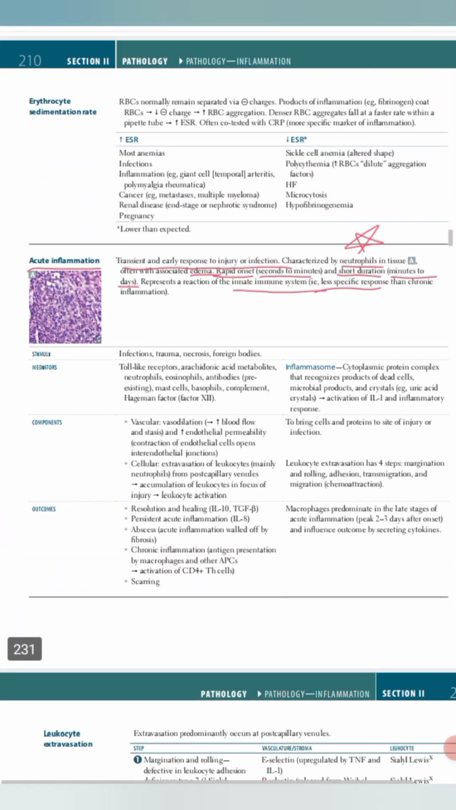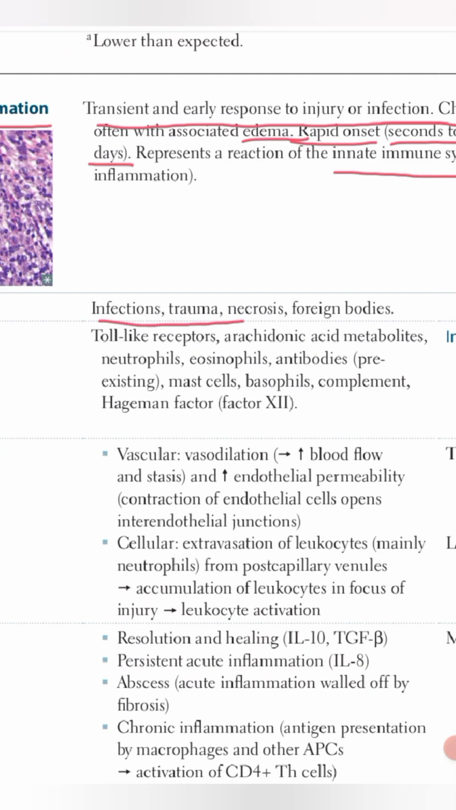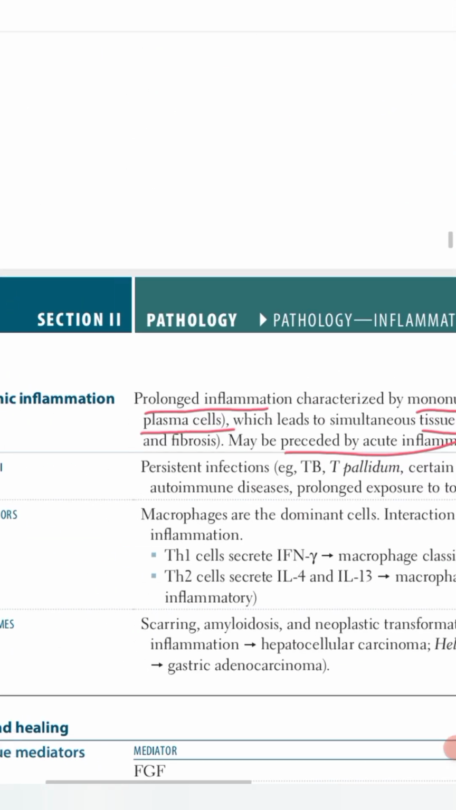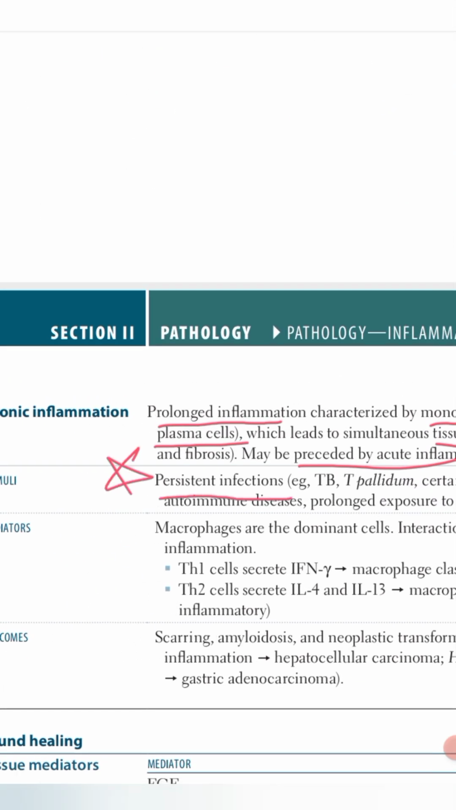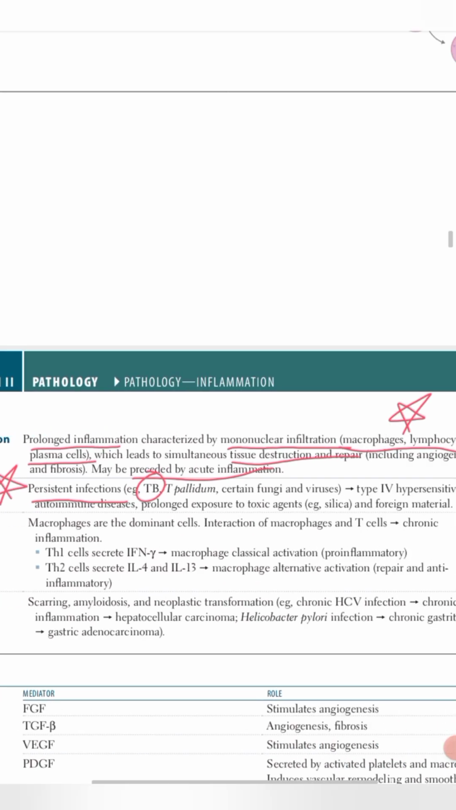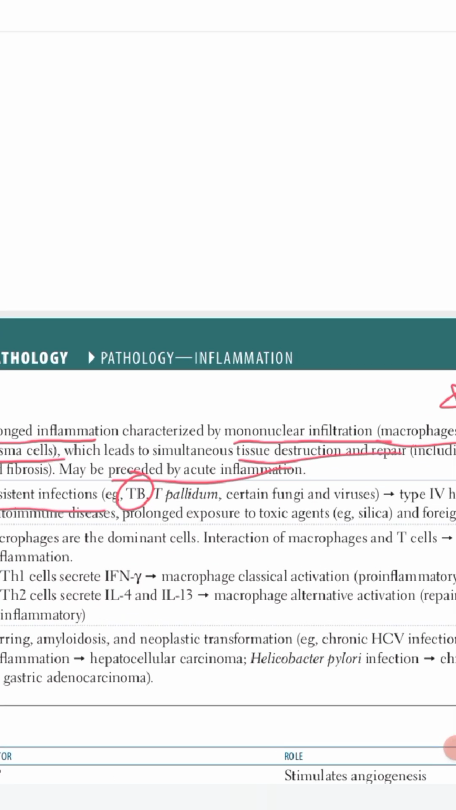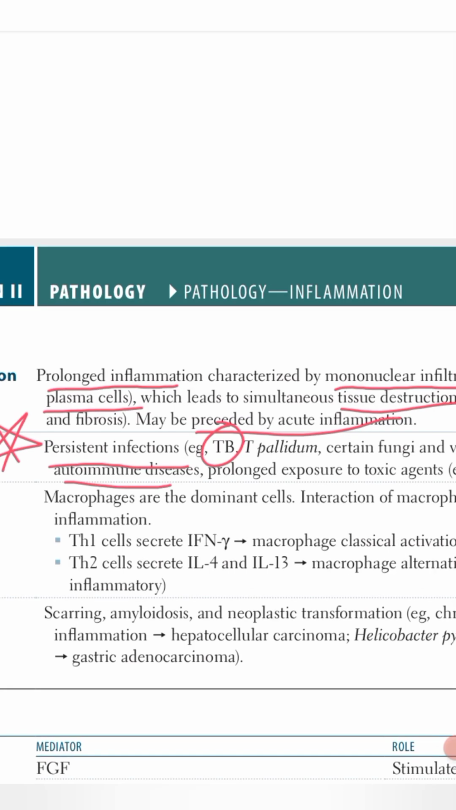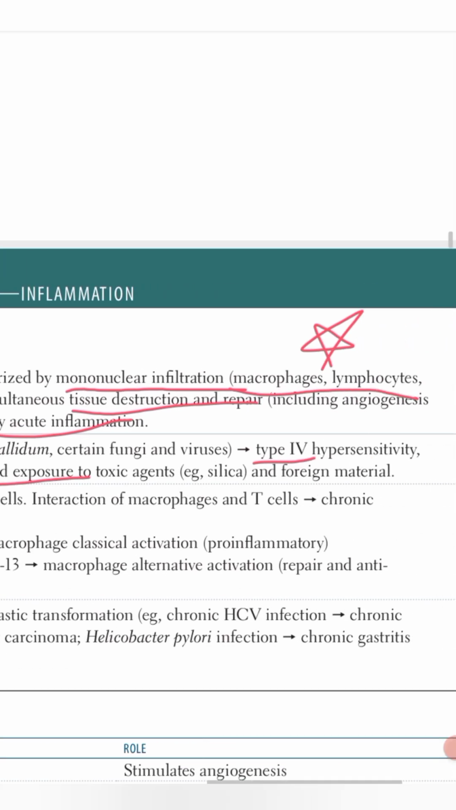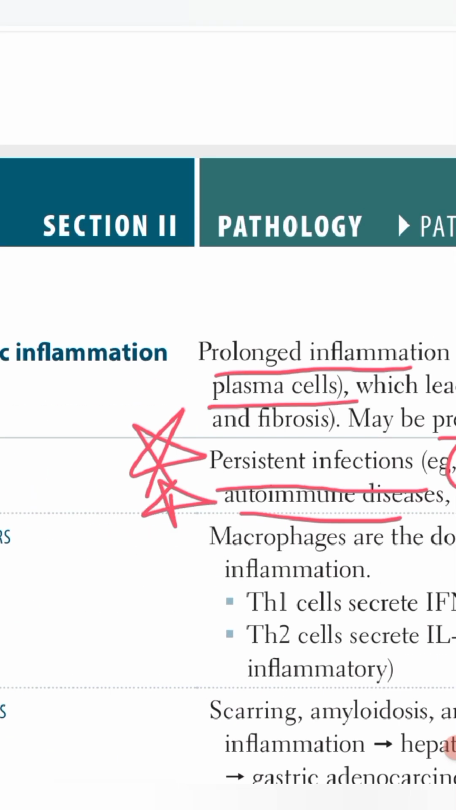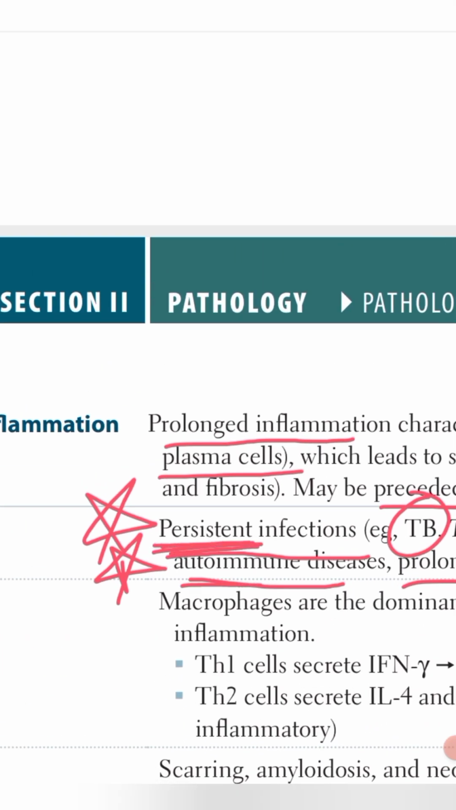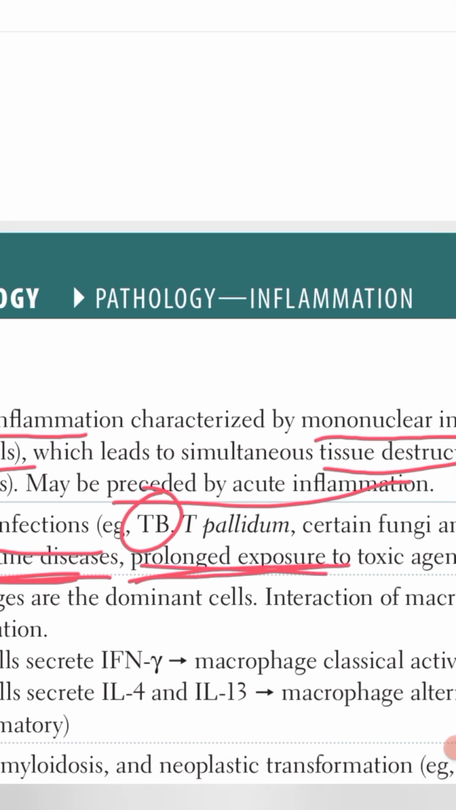If we see the stimuli, any infection, trauma, necrosis, or foreign body can stimulate acute inflammation. While in chronic inflammation, there is persistent infection, and an important example is TB. It can also occur in cases of Treponema pallidum or certain fungi and viruses, and it involves type 4 hypersensitivity. Autoimmune diseases and prolonged exposure to toxic agents like silica and foreign bodies can also stimulate chronic inflammation. So the main stimuli are persistent infection, autoimmune disorders, and prolonged exposure to toxins.